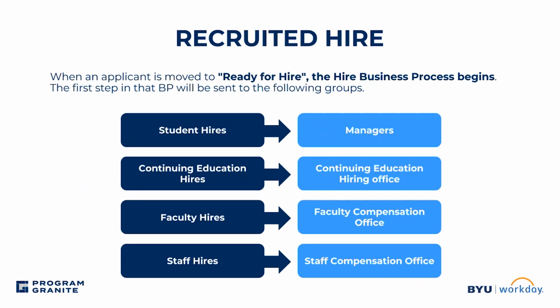When an applicant is moved to ready for hire, the hire business process begins and you're seeing these people get some processes to start. It's the hire process, right? So for student hires in a job requisition, it's gonna go to the manager. So you're saying, what about TAs? If you used a job requisition for TAs, it would all go to the manager. If not, then you're gonna see the direct hire process today, and that's how it would go, okay? So just know, the manager, if it goes through a job requisition, for student hires, they get a task to kick off the hire in the inbox, okay?